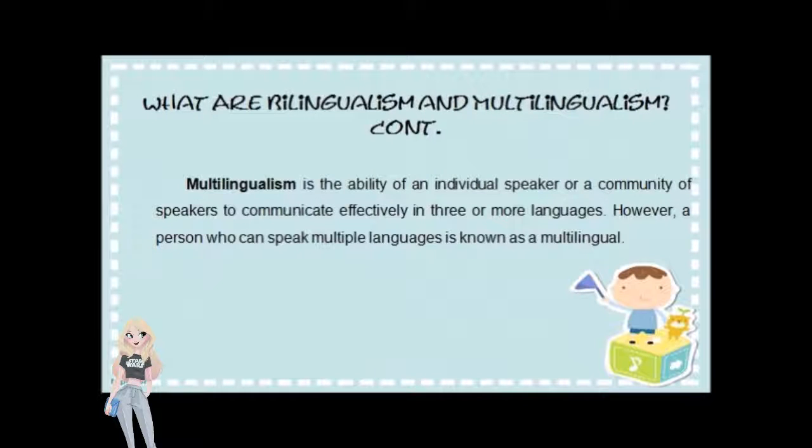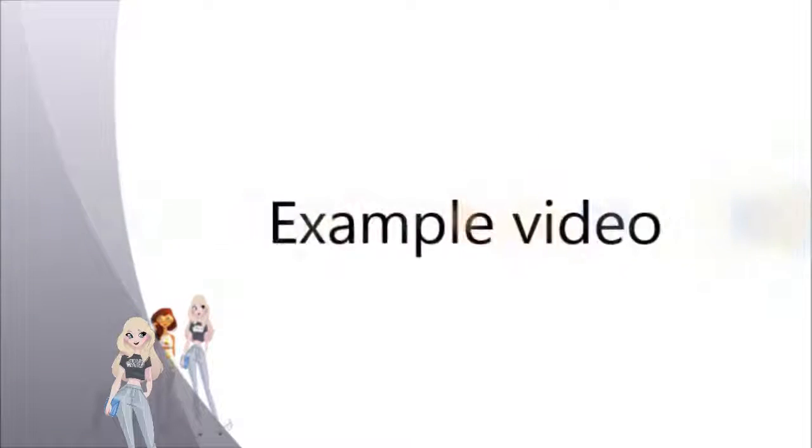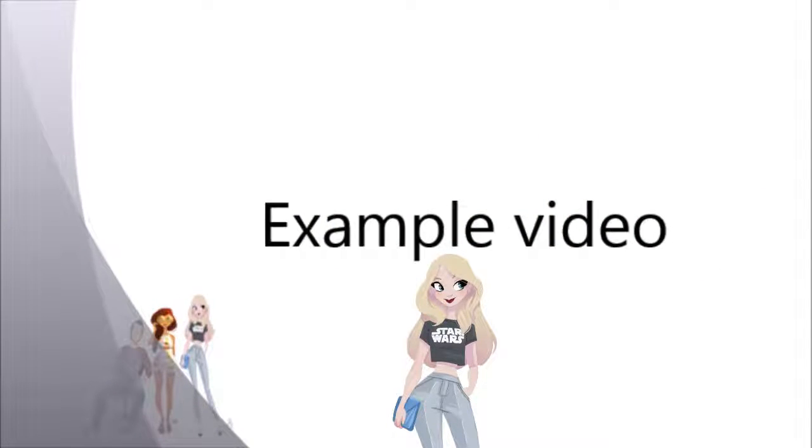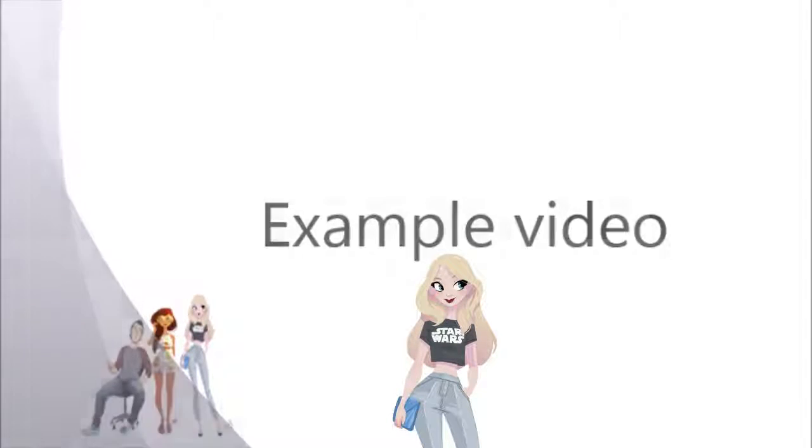Multilingualism is the ability of an individual speaker or a community of speakers to communicate effectively in three or more languages. However, a person who can speak multiple languages is known as a multilingual. To help you understand more about our explanation, how do children learn language, we will show you a video.